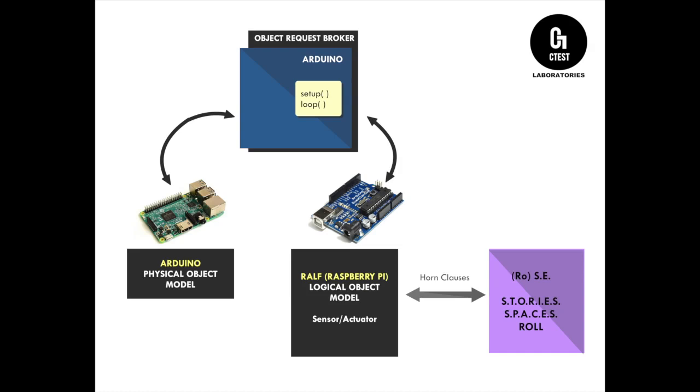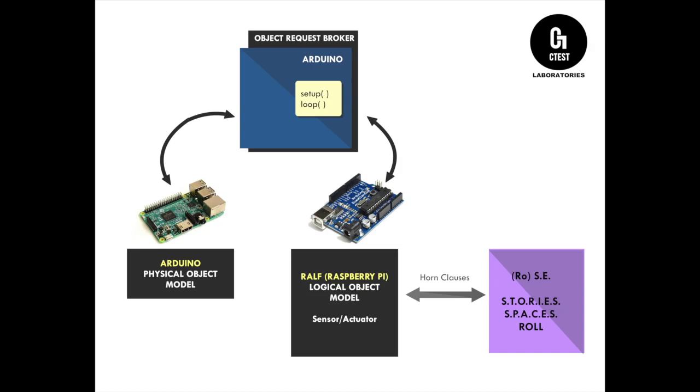Okay, it's nothing as advanced as CORBA, the Common Object Request Broker Architecture. It's a simplified version, but picture the Arduino setup function and the loop function as a request broker between the Raspberry Pi and the Arduino, and it basically takes logical object messages and converts those to physical object messages, and that's what's going on there.